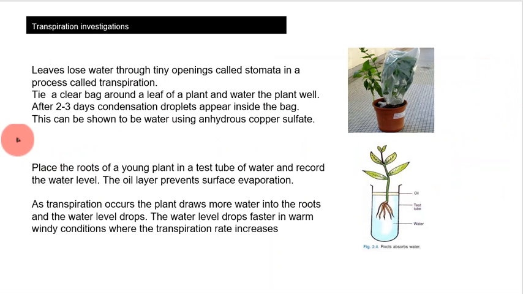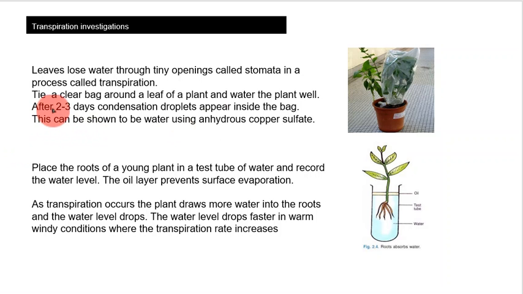And the next one then is what's known as the transpiration investigation. So again, this is a nice simple one to do as well. If you take a plant and put a bag over the plant and you just observe it over the space of a week, leaves lose water through tiny openings called stomata in the process called transpiration. So in the leaves, plants will lose water through this process of transpiration.